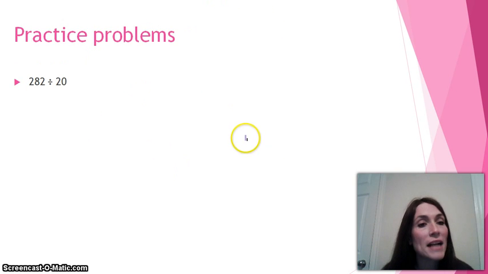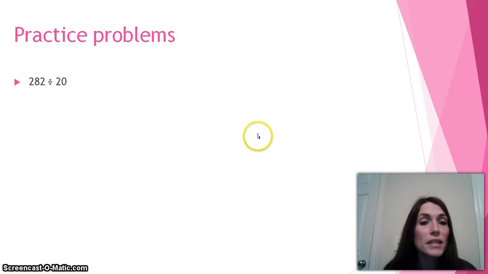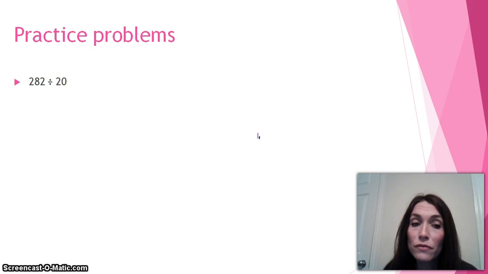Let's take a look at our first practice problem. We have 282 divided by 20. Please pause, work the problem, check your remainder to make sure it's less than your divisor when you finish, and then multiply to check your division. Whenever you're ready to check your problem, please press play.